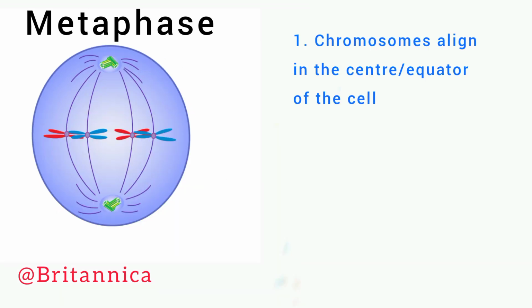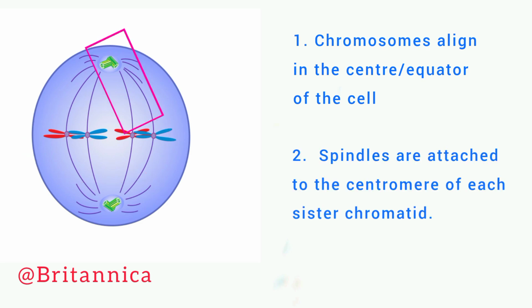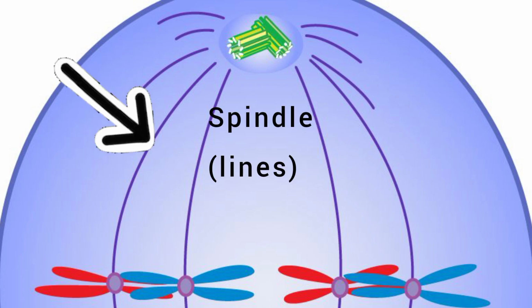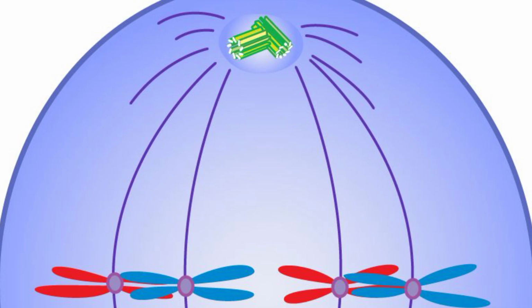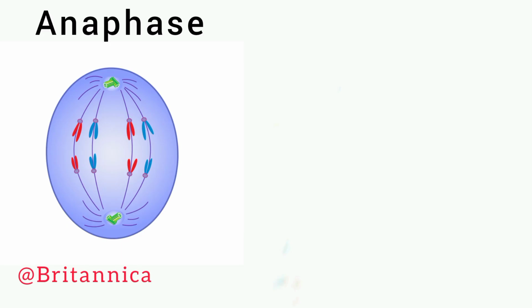In the metaphase, the chromosomes are going to arrange themselves in the center or at the equator of the cell. And you can see that there's this line called the spindles. Spindles are attached to the centromere of each sister chromatid. The blue color and the red color are called sister chromatids. They are attached together. So this spindle is like a line. It is attached to the centromere of each sister chromatid. The spindles can attach to the centromere because of the kinetochore protein. The kinetochore protein is important for attachment.